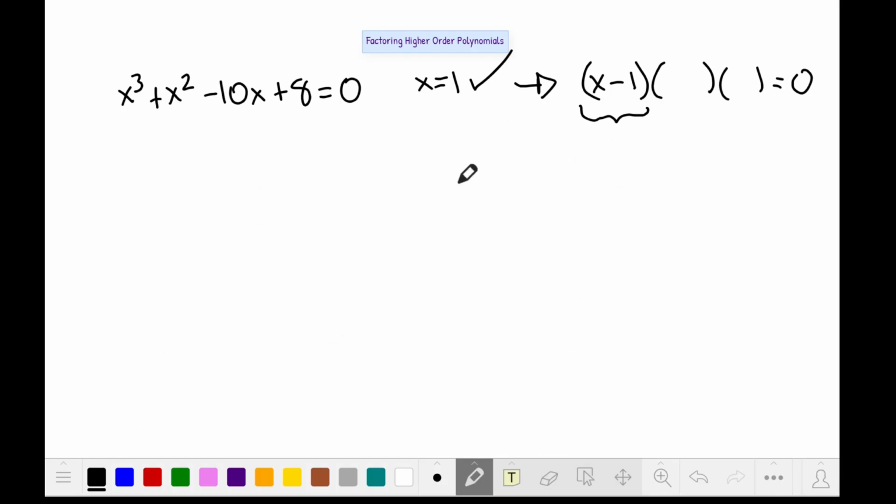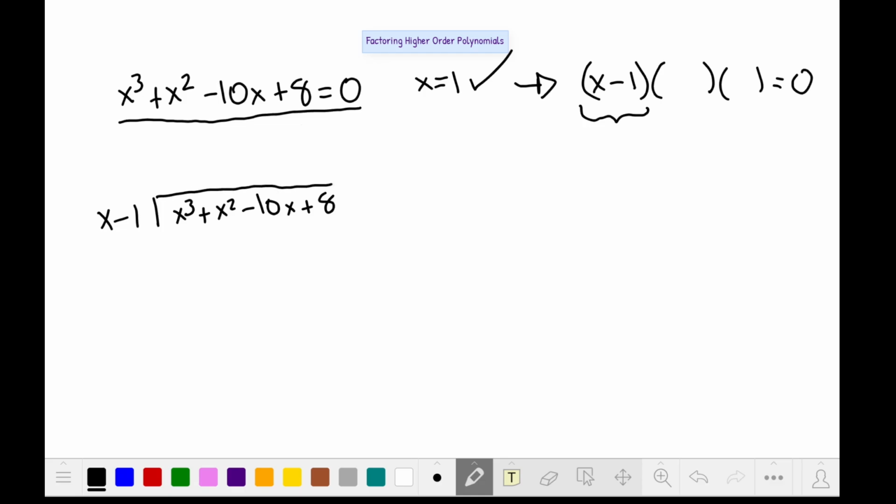So what does this actually mean? That means that I know that this whole big polynomial over here can be divided by x minus 1. So we're going to do the same thing we did last time. We're going to go x minus 1, and then we're going to divide by x cubed plus x squared minus 10x plus 8. And we're going to figure out what this is.